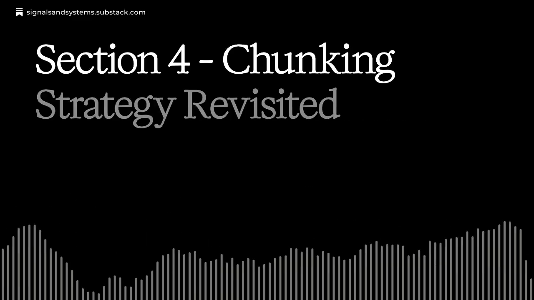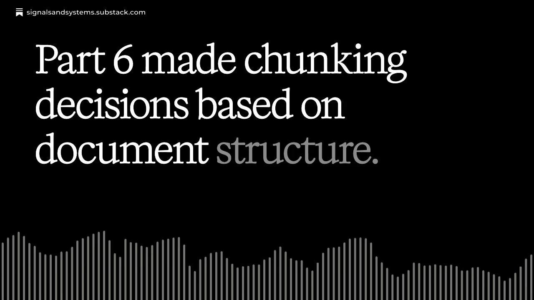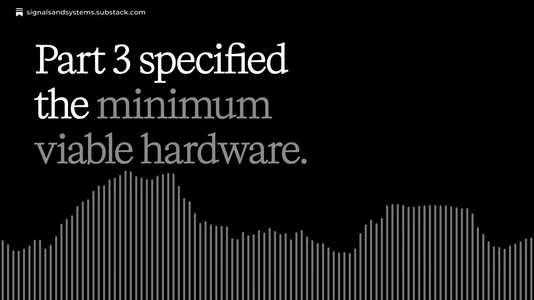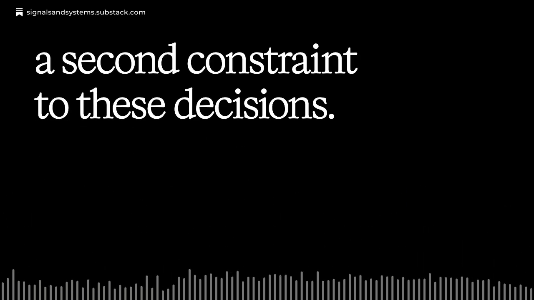Section 4. Chunking Strategy Revisited. Part 6 made chunking decisions based on document structure. Part 3 specified the minimum viable hardware. Token budget management adds a second constraint to these decisions.